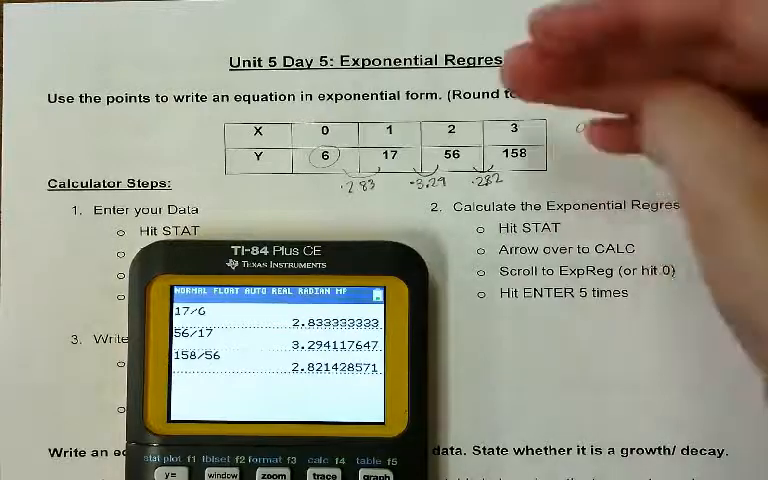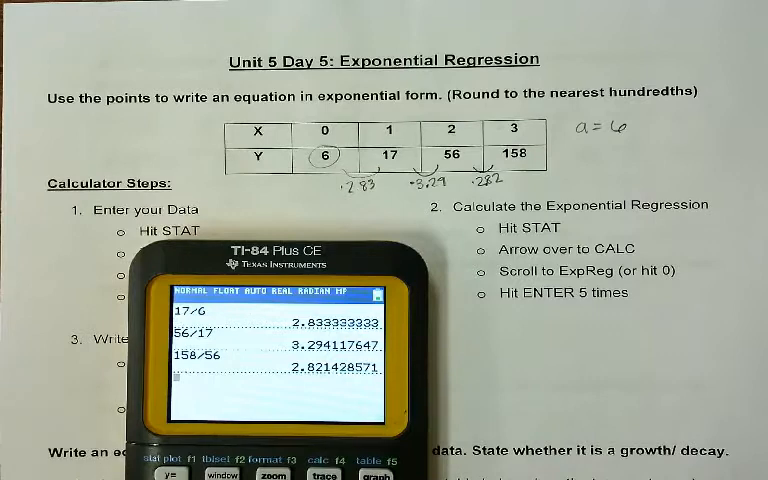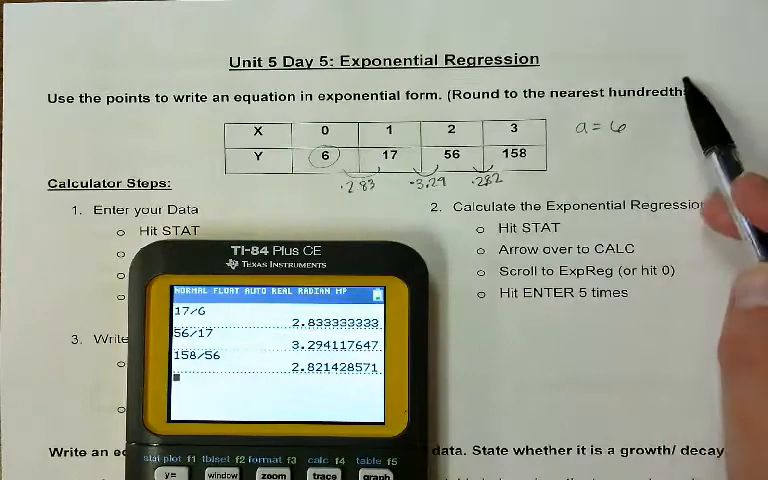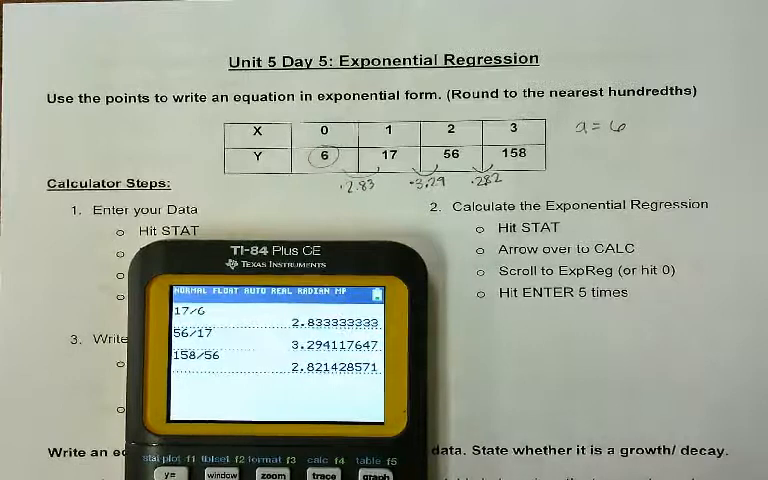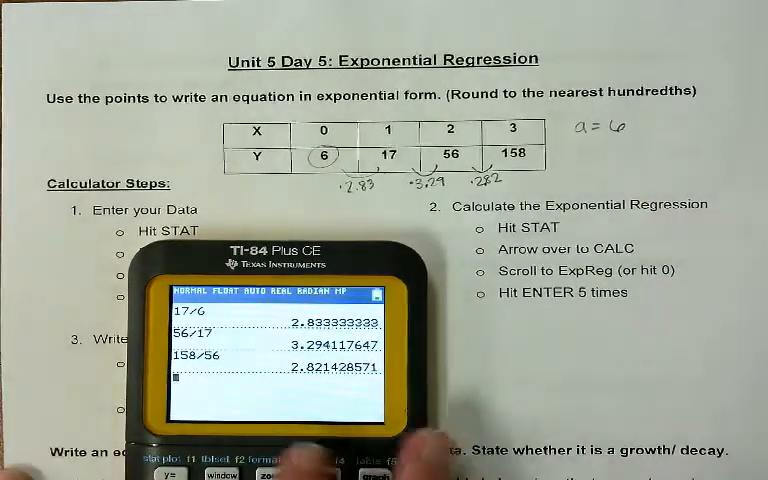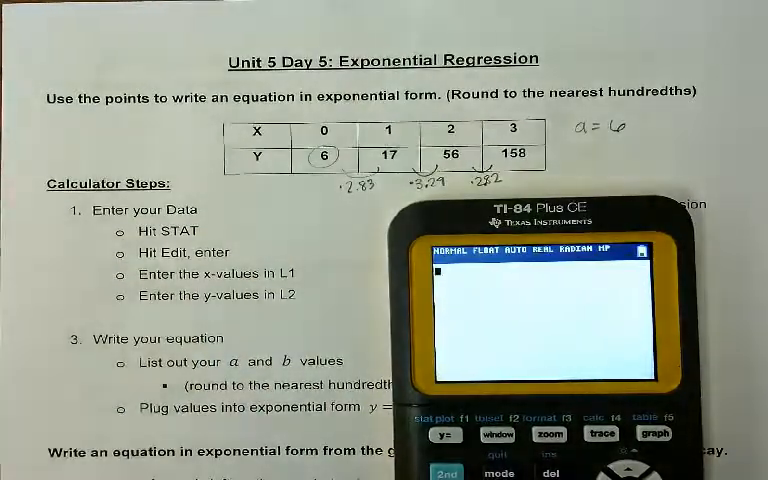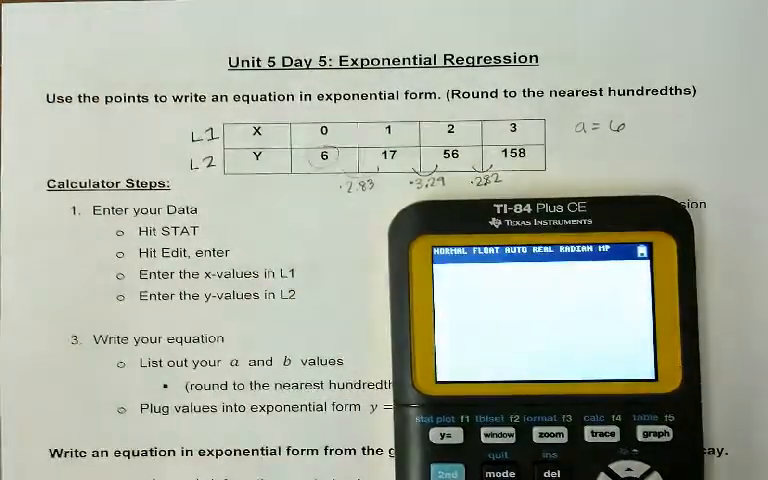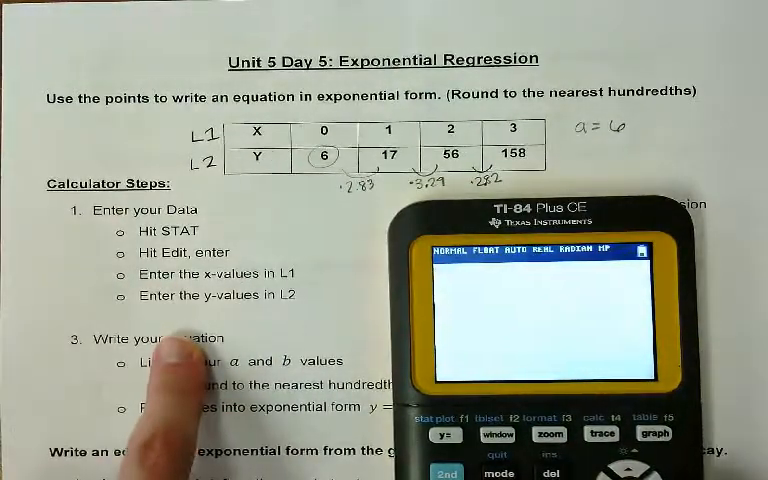So we are going to need to put this data into our calculator to find the curve that best fits. Because if I graphed this data right here, it would look like an exponential curve, but it doesn't fit it exactly. So we want to find the exponential curve that fits it the very, very best. We're going to do this with the same steps that we use for linear regression. We're going to put all of our x values in list 1 and all of our y values in list 2.